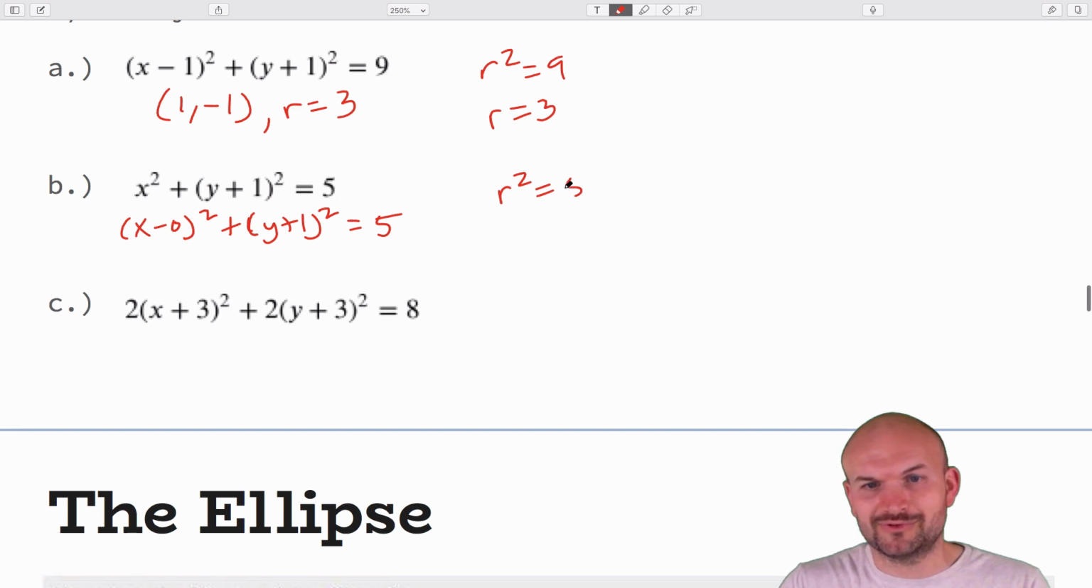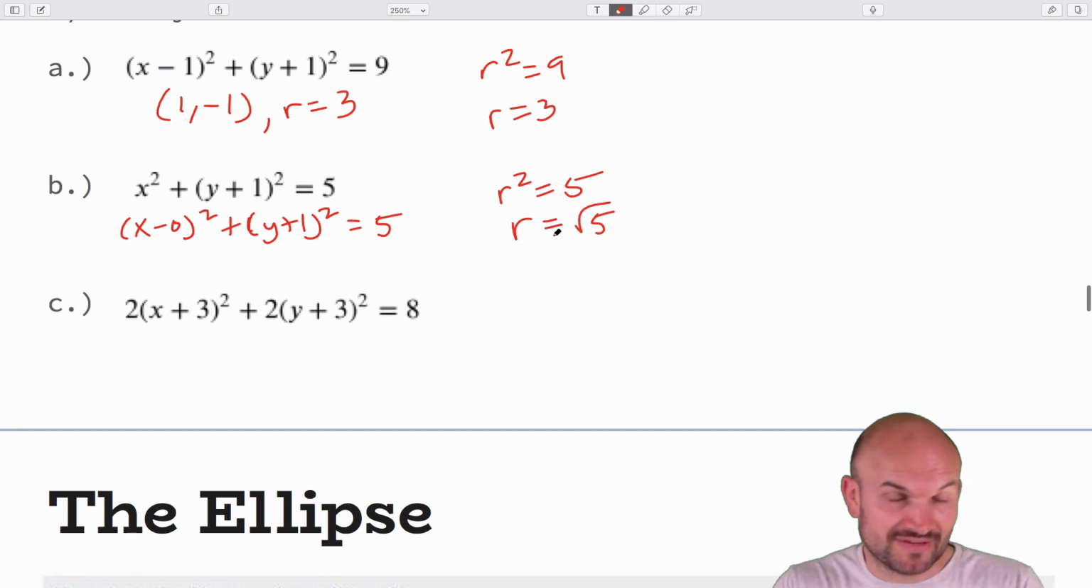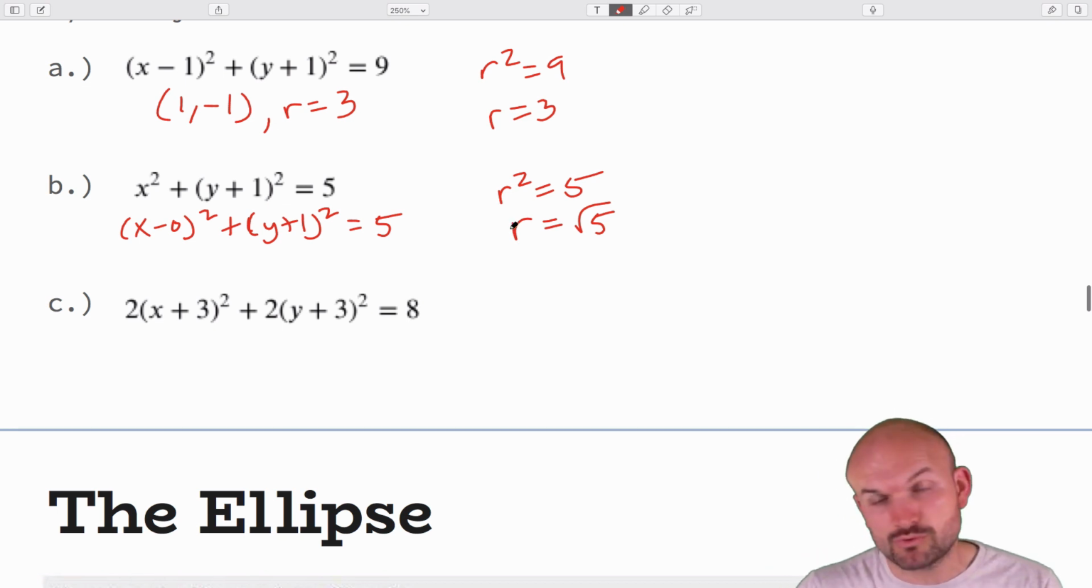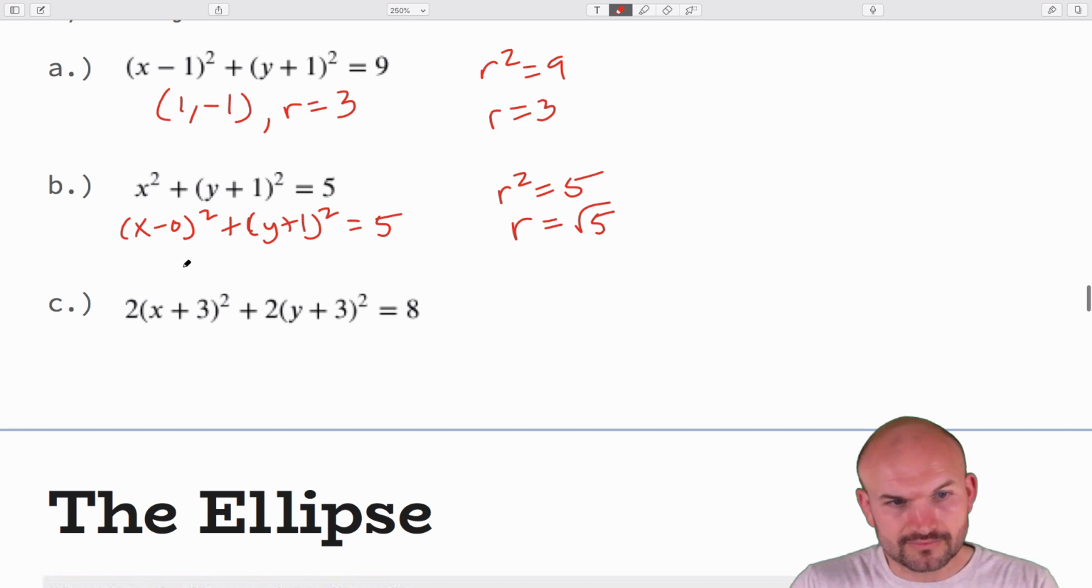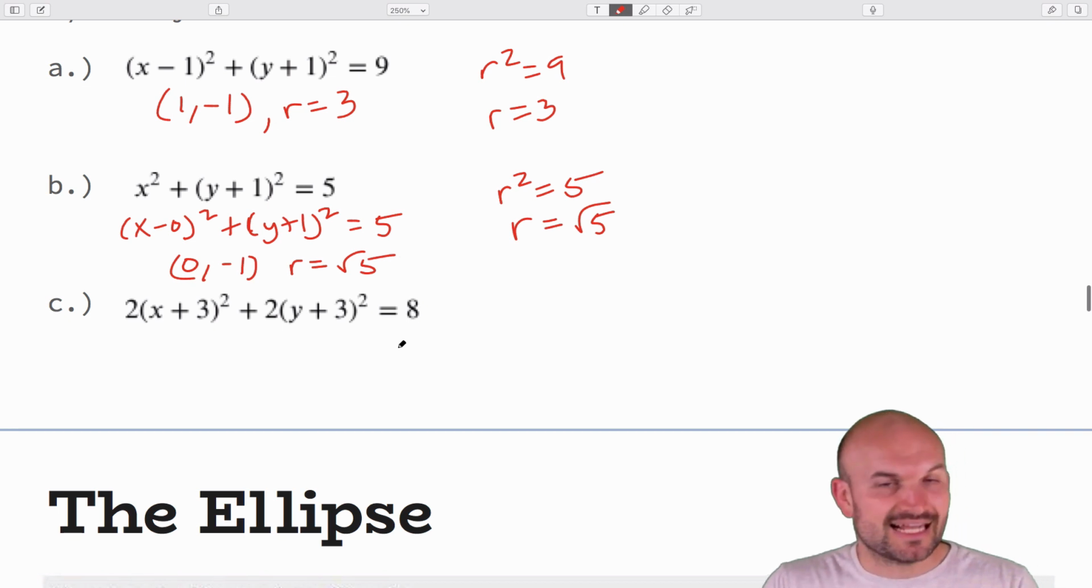So r squared is equal to 5. So r is going to be the positive square root of 5. Even though you're taking the plus or minus square root, we don't need to include the negative value of that. So in this case, I'll have (0, -1), where r is equal to the square root of 5.